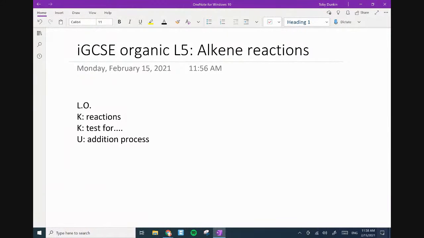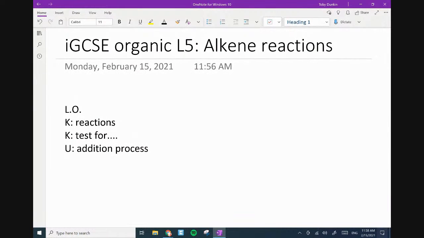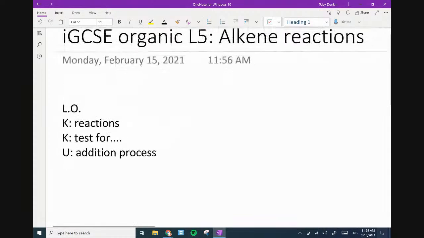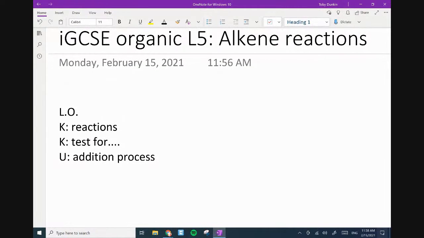Okay, so nice, easy lesson today. So this is, as I said, Alkenes lesson 1, but overall organics lesson 5. So the learning objective is know the reactions of alkenes. I think that seems reasonable. What can we add to alkenes? Number 2 is know the test for alkenes, and then understand the addition process.